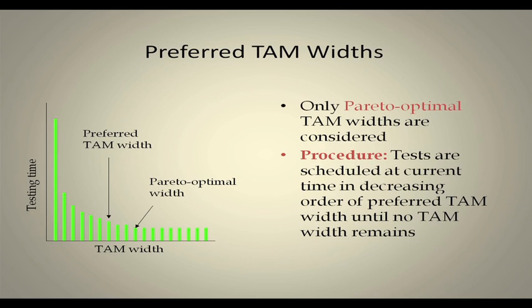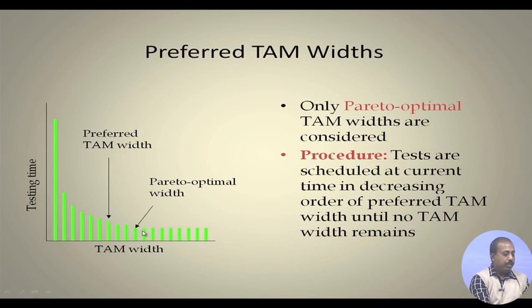Now, if you look at the test times of a particular core as the TAM width varies, you see that it shows some sort of Pareto optimal behavior. When the TAM width is equal to 1, this is the test time. When TAM width increases, the test time starts decreasing. There is a significant decrease up to this point, and after this the decrease may not be that high. So this is going to be the preferred TAM width for the particular core, because the width is not that high, but the test time is quite low. After this point, even if you increase your TAM width, it is not going to decrease the test time further.